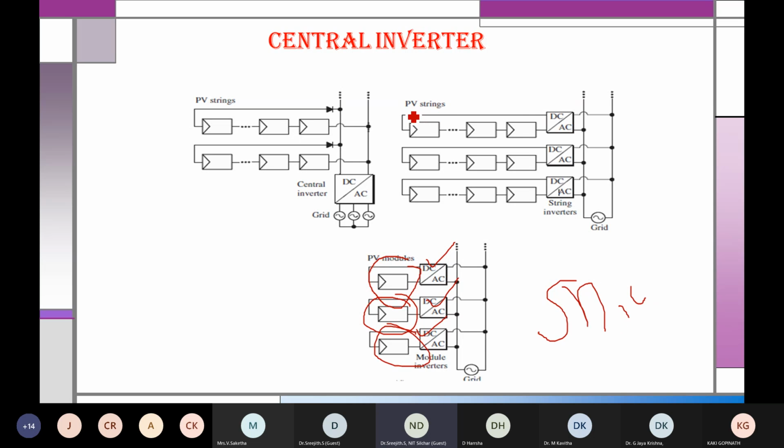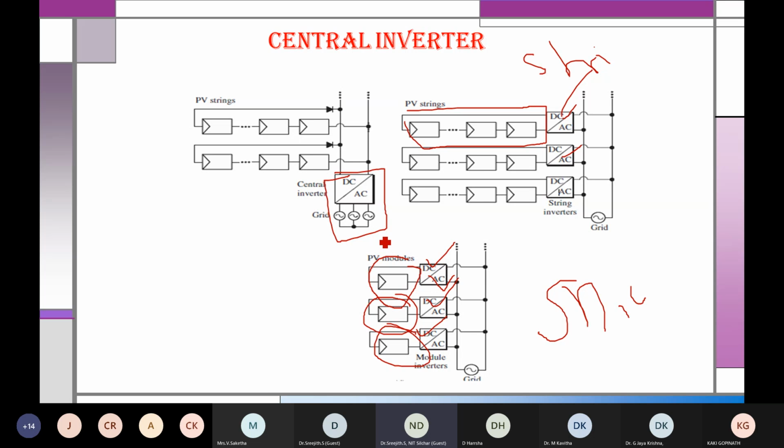You can see here a number of strings are connected to one inverter. So it is a string inverter. But here all the solar panels are connected to only one inverter. You have a number of inverters in the earlier cases, but a centralized inverter means only one inverter. The output of all the strings will be connected to that inverter. So that is a centralized inverter.